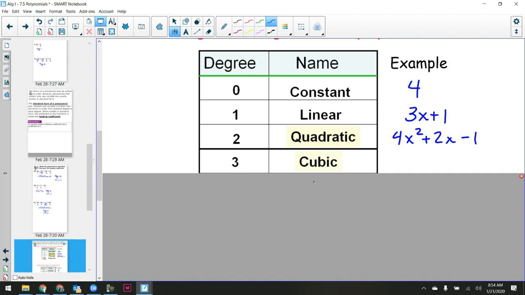Degree of 3 would be called cubic. Cubic. x to the 3rd minus 4. Sure. If it's got a degree of 3, then you would call it cubic. I'd call that one a cubic binomial because it's 2 terms.